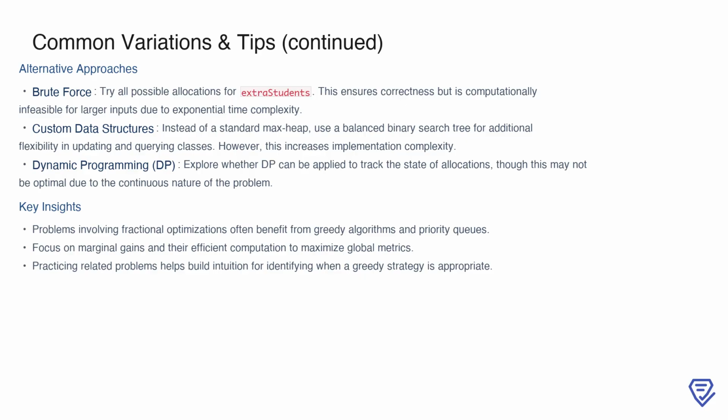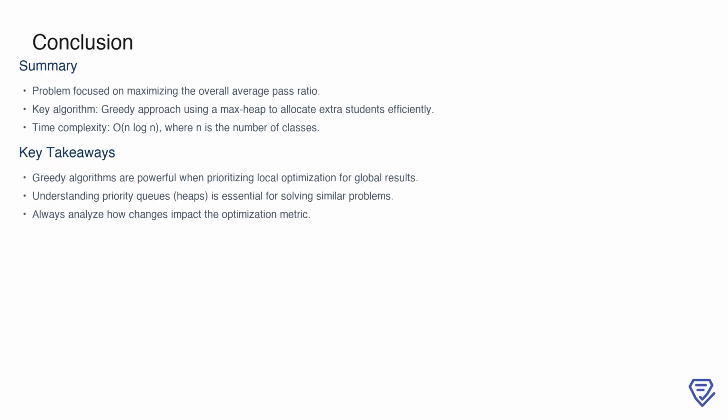The key takeaway here is that problems involving fractional optimizations, like this one, usually benefit the most from greedy algorithms and priority queues. Always focus on accurately computing marginal gains, as they are pivotal for maximizing global metrics. Lastly, building intuition through practice with related problems will help you quickly recognize when a greedy approach is appropriate, ensuring you're well prepared for similar challenges in interviews. Great job! We've successfully solved LeetCode problem number 1792 using a greedy approach with a max heap. Remember, problems like this highlight the importance of local optimization strategies and heap data structures.